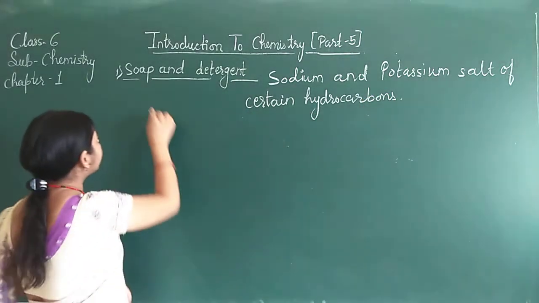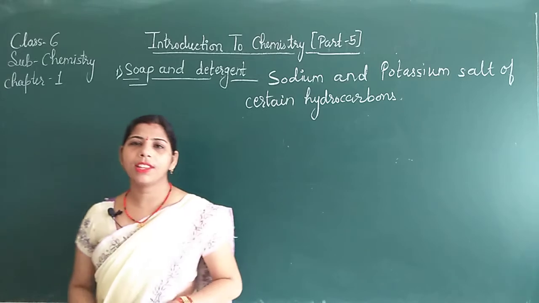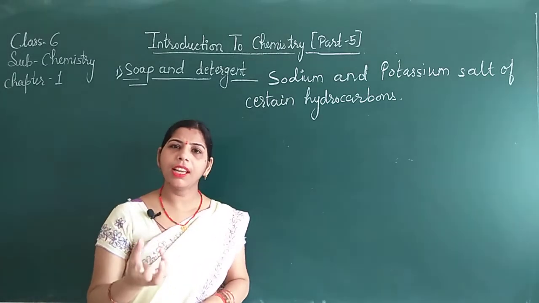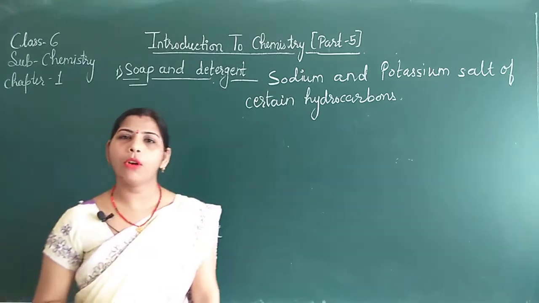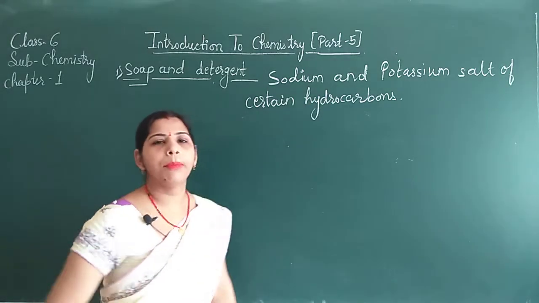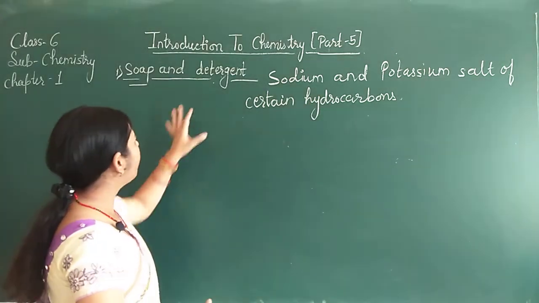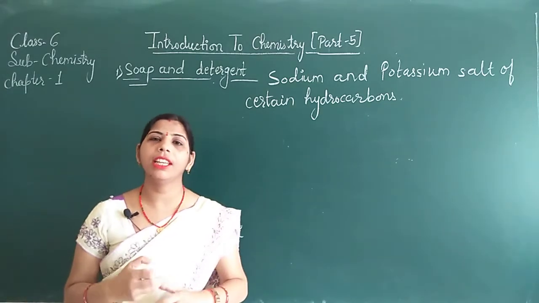Now, if we discuss soap, it is just like a cake in structure and is in solid form. And if we discuss detergent, it is the powdered form of these combinations. Now, how do soap and detergent help in washing and cleaning clothes?